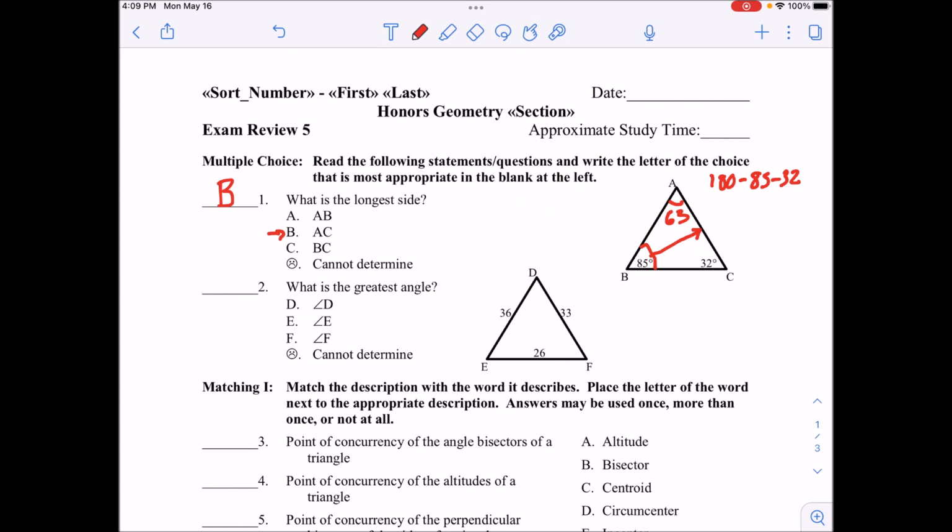Number 2, the greatest angle. The greatest angle is going to be opposite the greatest side. The bigger side is 36. The angle opposite it is F. So angle F is the greatest angle.